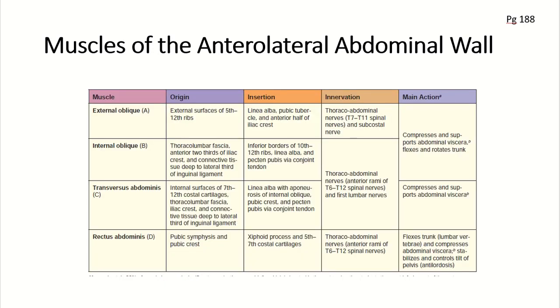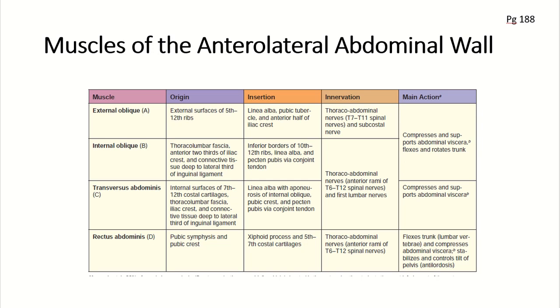So here is the slide showing you the table of those muscles that we're talking about, their origin, insertion, as well as their main action. What you can see here is that they do have some role in compressing and supporting the abdominal viscera that are behind them, and that's one of the functions of the anterior lateral abdominal muscles. But another part of them is, of course, to move the trunk and help maintain our posture, okay, as well as helping form a strong expandable support for the anterior lateral abdominal wall.